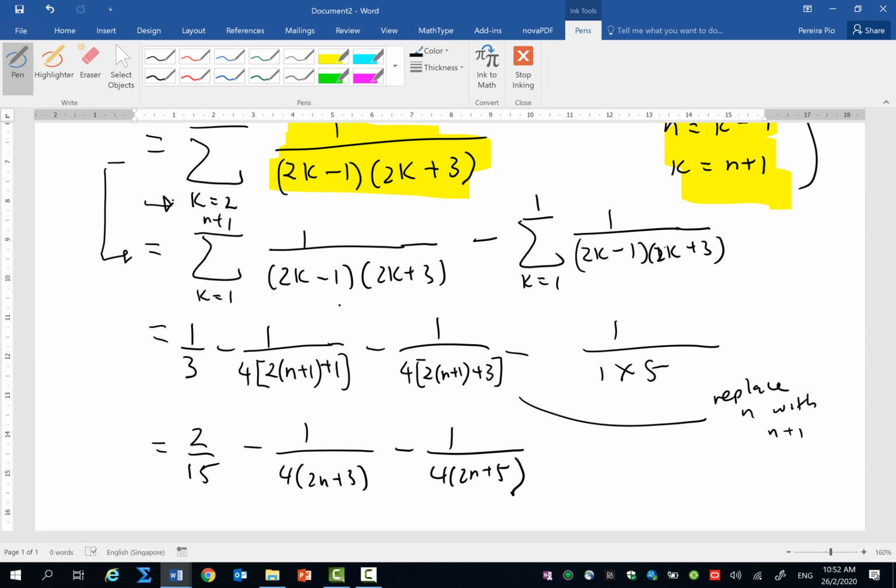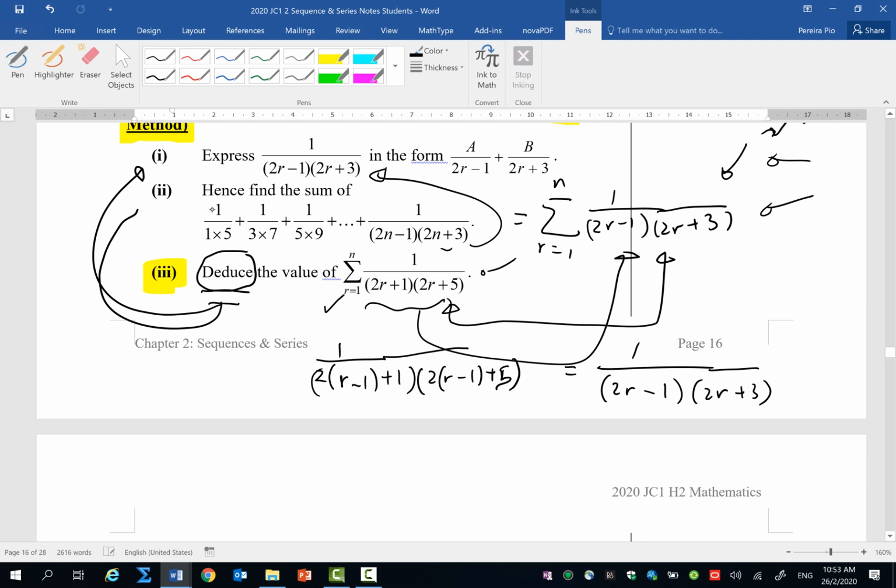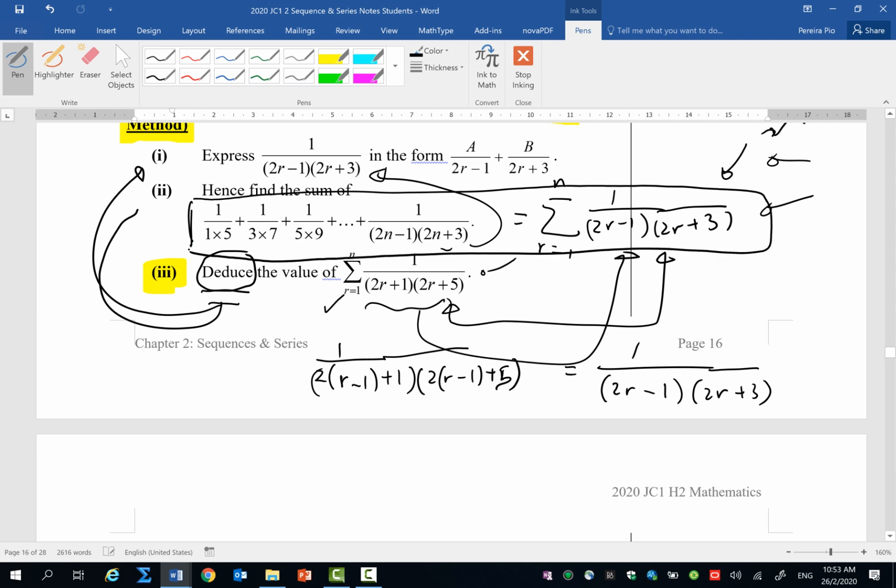That means I cannot use this result. If I cannot use this result, then basically I haven't deduced it from part 2. So it's important, good question. I need to make sure that after I change my limits, usually it doesn't start from 1 already. So quite likely you're going to use part 2.